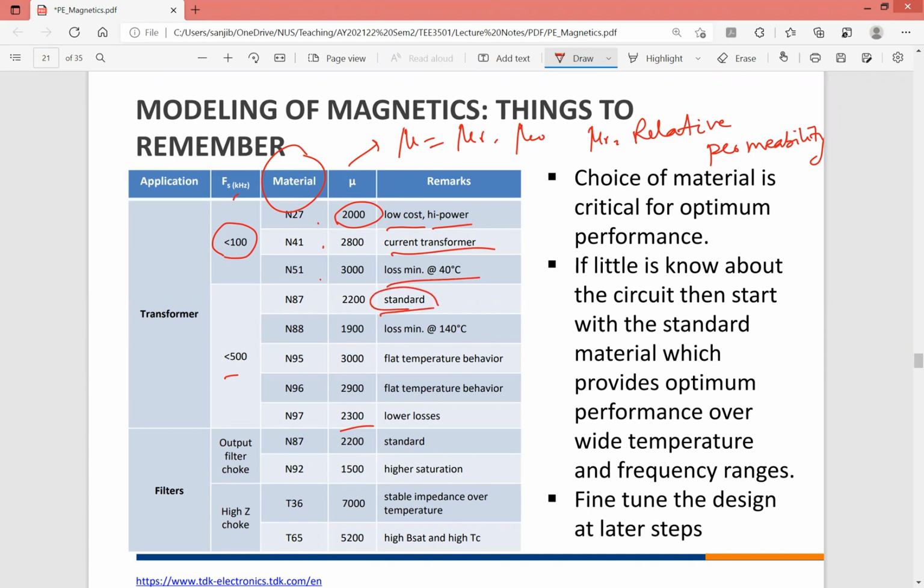This is the standard material. N87 is the standard material. These are all special materials with special applications, but N87 is a standard material. So how do you choose the material for optimum performance? If you don't know much about the circuit to start with, you can use the standard material, because standard material can operate normally over a larger temperature and frequency range. It may not be optimum, but it will be okay. Then later on, you can tune up the design.